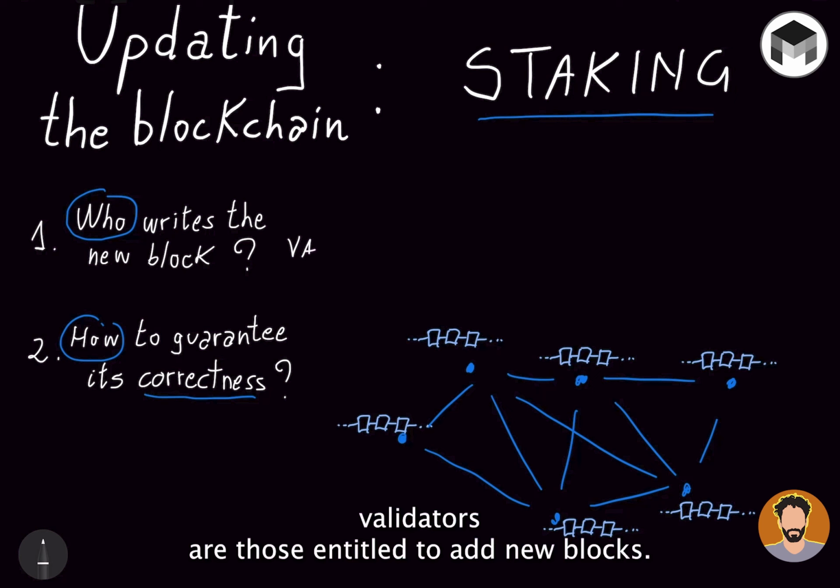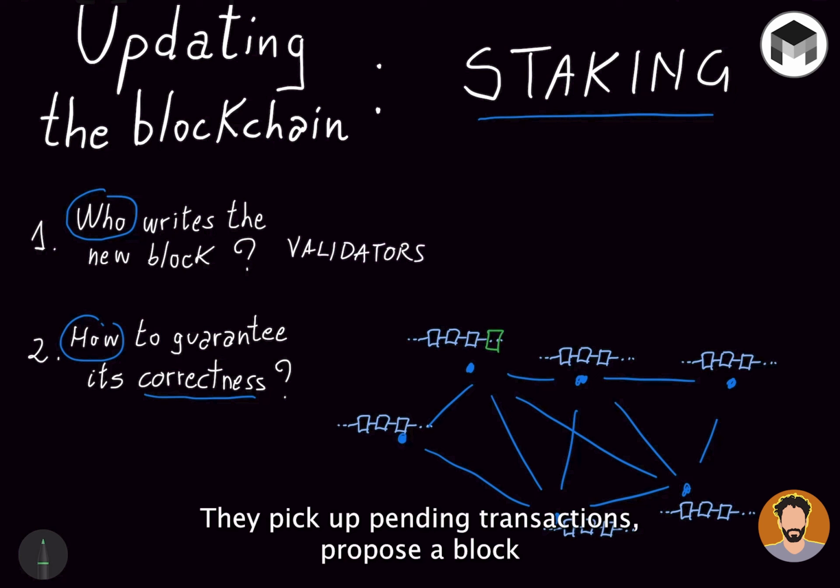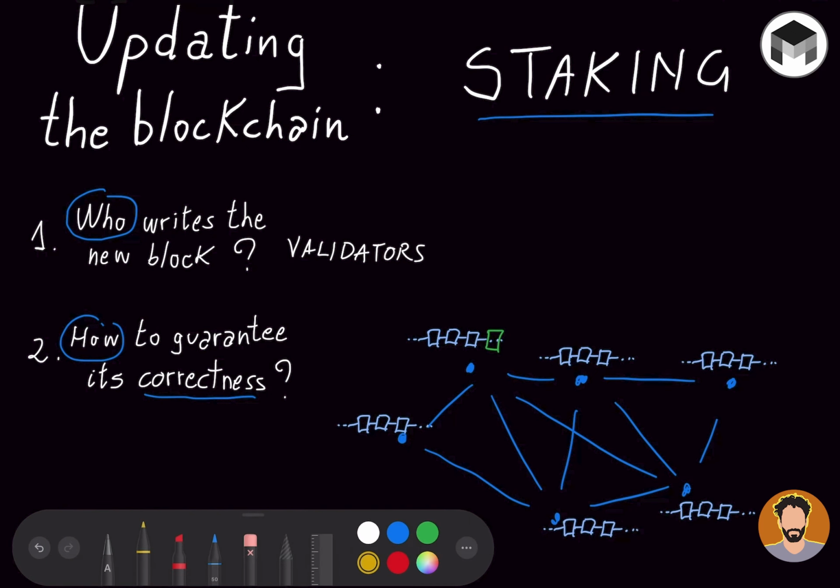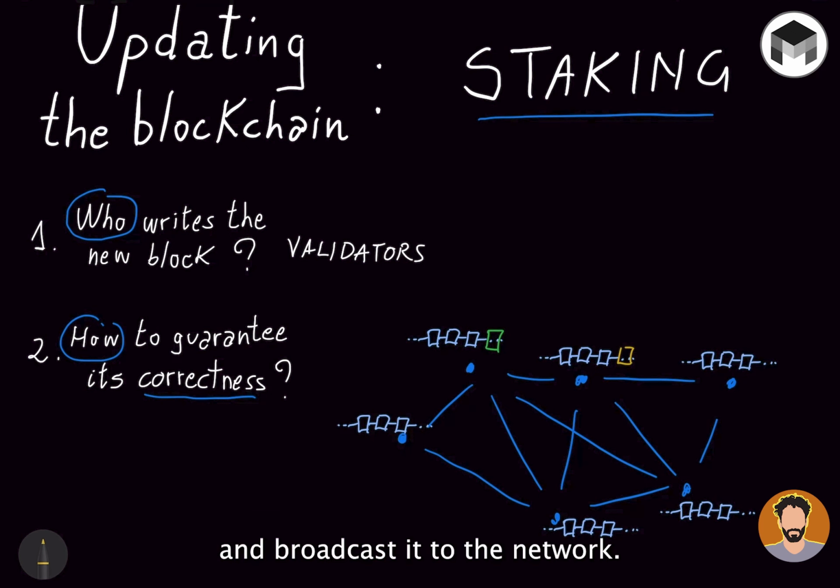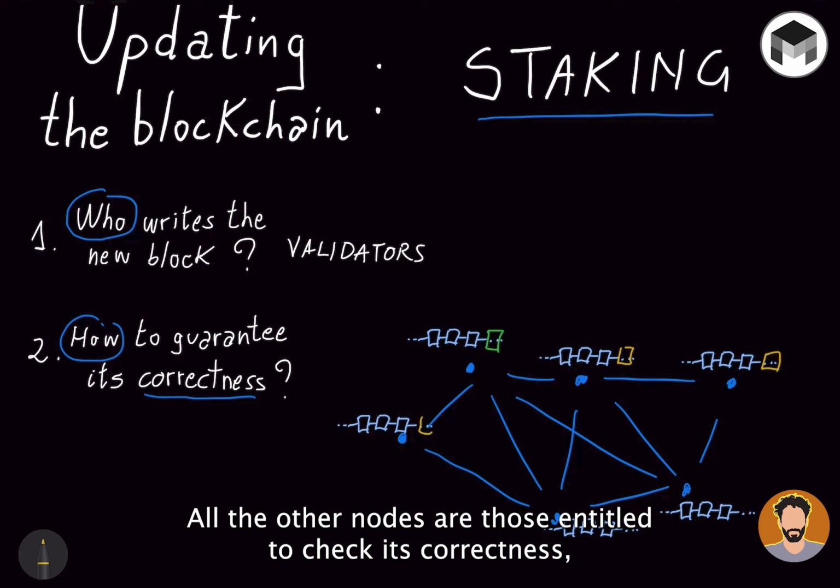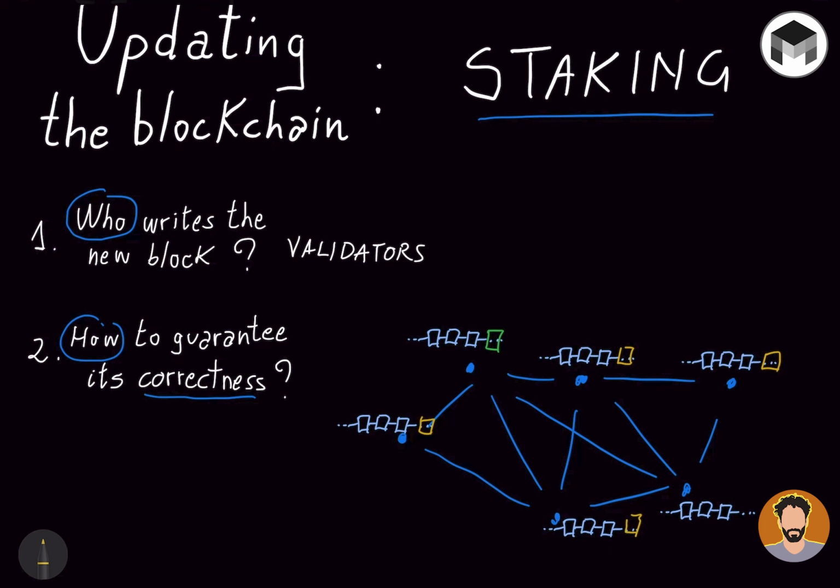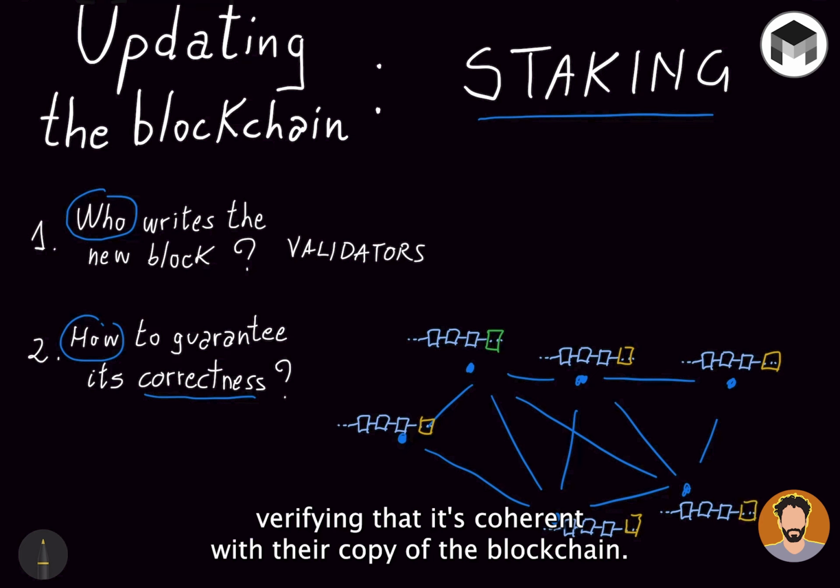Taking turns, validators are those entitled to add new blocks. They pick up pending transactions, propose a block, and broadcast it to the network. All the other nodes are those entitled to check its correctness, verifying that it's coherent with their copy of the blockchain.